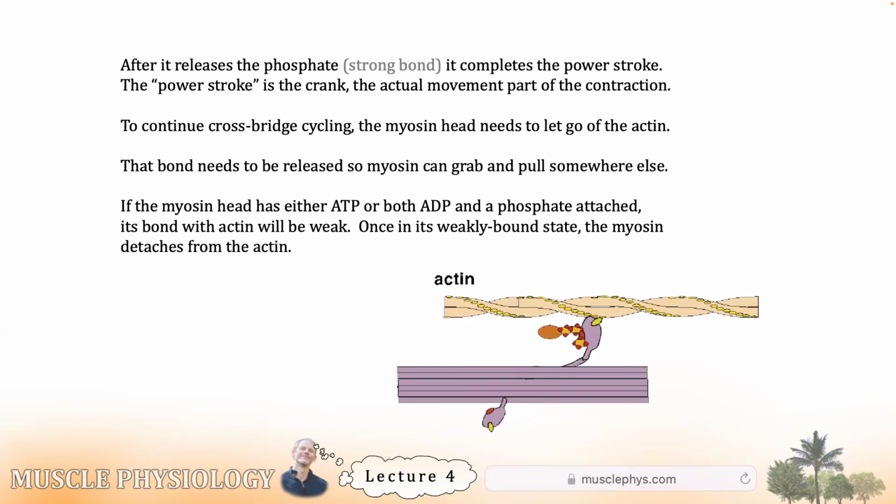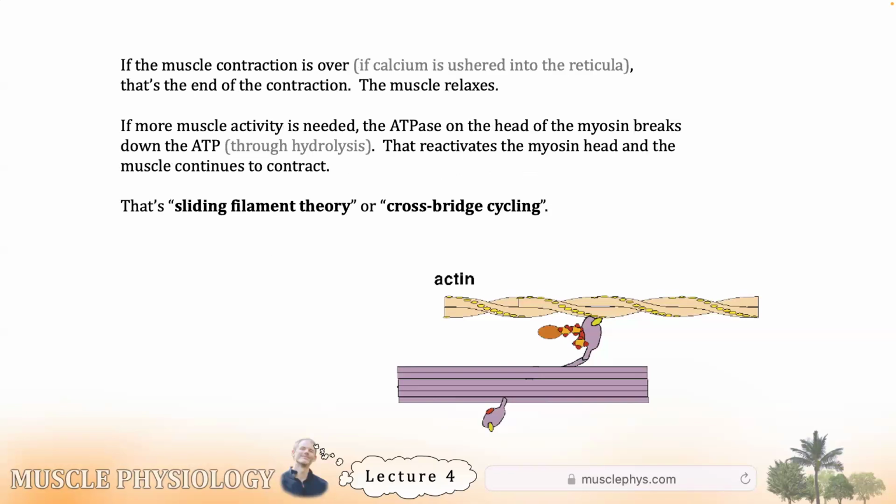Then it needs to let go of the binding site it's on and reach for another, crank along that one, release again, and reach for another. If the bond is strong between actin and myosin, it can't release. So you have to bind another ATP to the myosin head to transition back to a weak bond, then it can release. Hydrolyze the ATP and just repeat the process over and over, cross-bridge cycling. And the muscle will continue to contract.